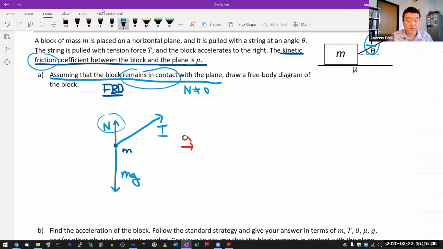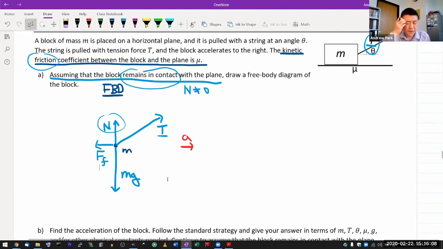If the block is accelerating to the right, I must have friction force to the left. That's going to be canceling out some portion of the horizontal component of the tension force. Good. So that's the free body diagram, and I think you can stop here for the free body diagram. And let me go through the remainder of the question, part B.